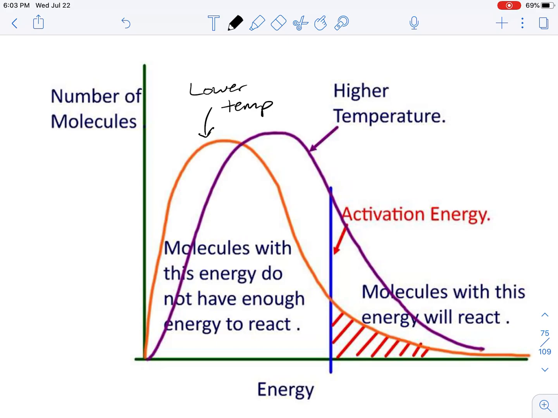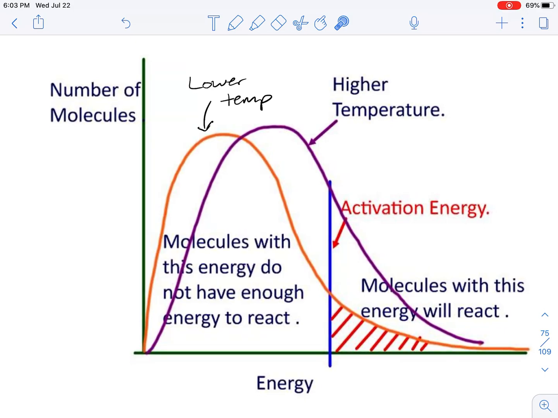And so let's just say that the activation energy is somewhere around this point, as seen by the blue line. And so if we're using this blue line as a reference point for activation energy, any molecules with an energy that's less than the activation energy, and on this graph it's going to be represented as the area to the left of that blue line, these are molecules that do not have enough kinetic energy to overcome the activation barrier and therefore will not produce any product.